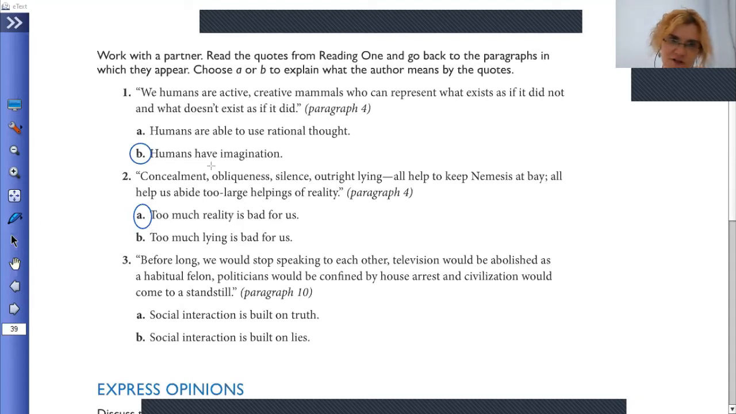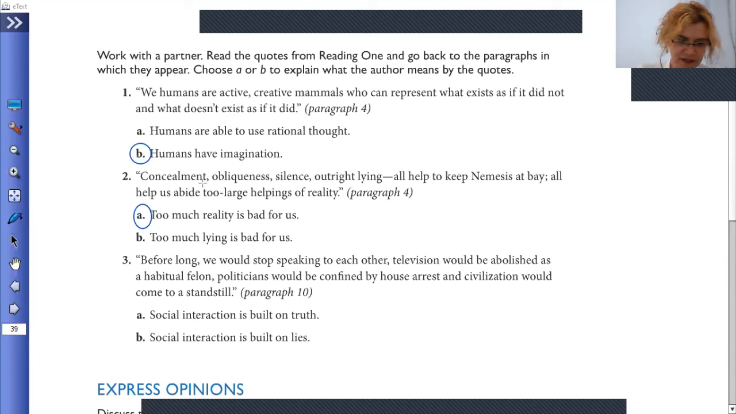Yeah. Concealment, obliqueness, silence, outright lying. So these are all in one line, yeah? Concealment, you know what it means? If you're concealing something, you're covering something up, making sure that people don't know about it. When you're silent, you're just not saying it. Outright lying, you're just saying something totally different. And obliqueness would mean you are trying to take such an angle in which you don't have to respond.